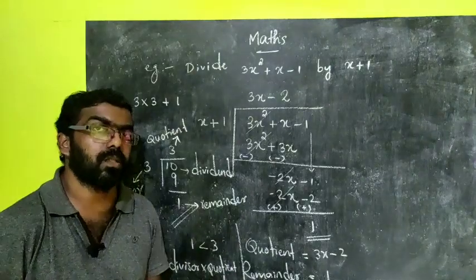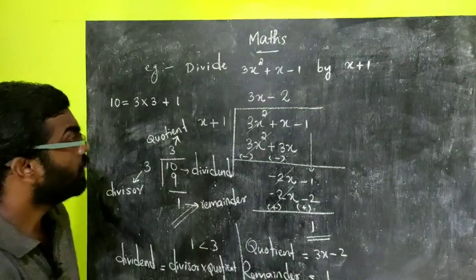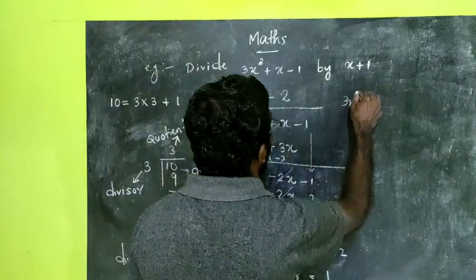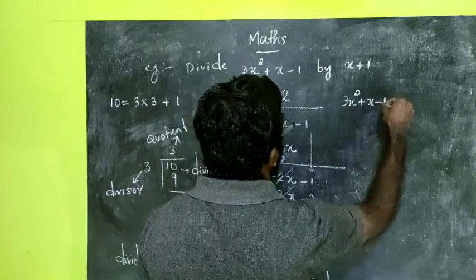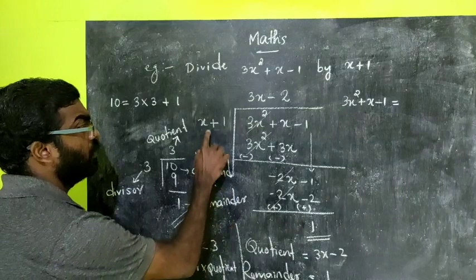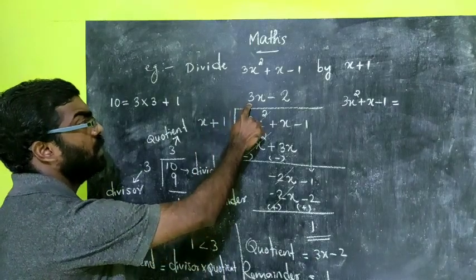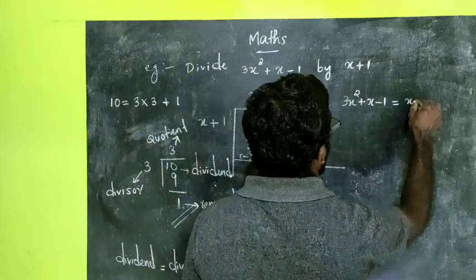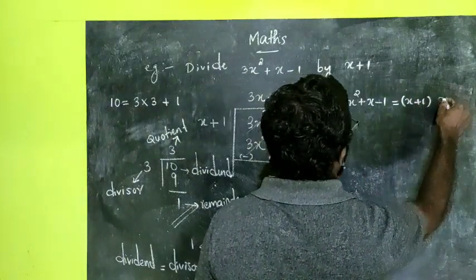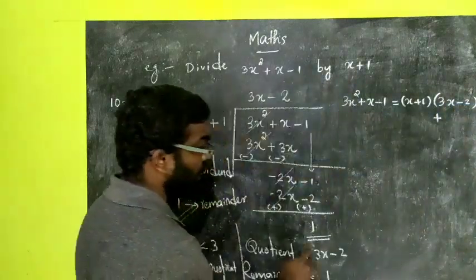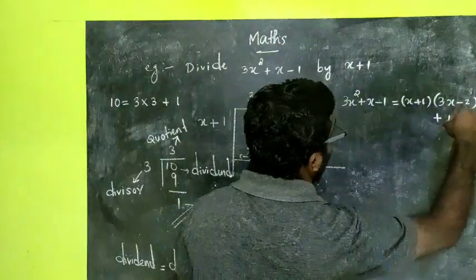In polynomials also we have a general form like this. Here the dividend is 3x square plus x minus 1, which is equal to divisor into quotient. Divisor is x plus 1 and the quotient is 3x minus 2. So x plus 1 into 3x minus 2, then plus remainder. Here the remainder is 1.